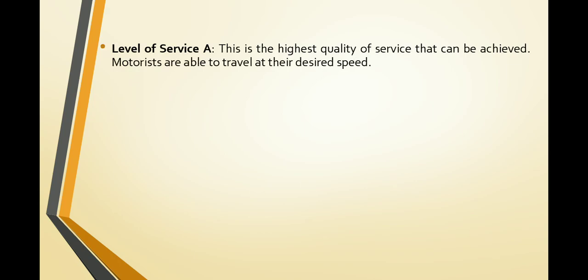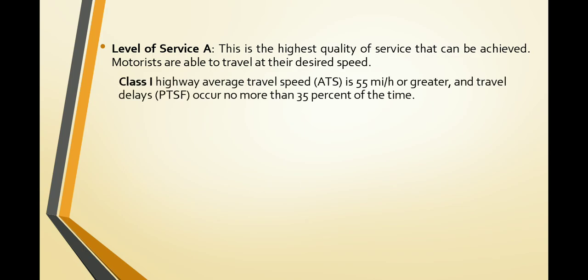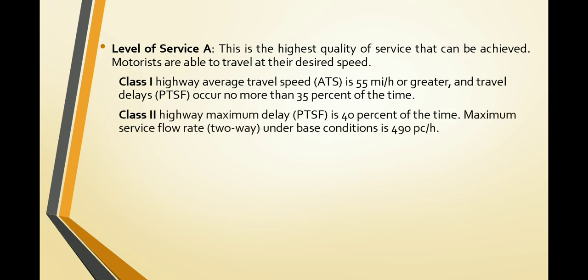Level of service A. This is the highest quality of service that can be achieved. Motorists are able to travel at their desired speed. Class 1: highway average travel speed, ATS, is 55 miles per hour or greater, and travel delay, PTSF, occurs no more than 35% of the time. Class 2 highway: maximum delay, PTSF, is 40% of the time. Under base condition the flow is 490 PC per hour.